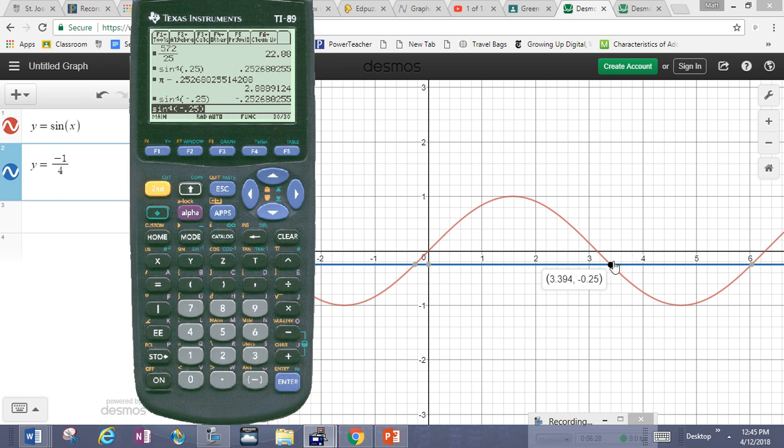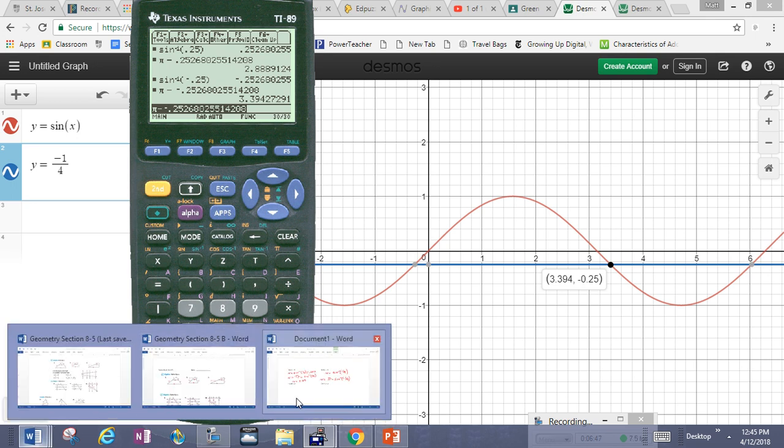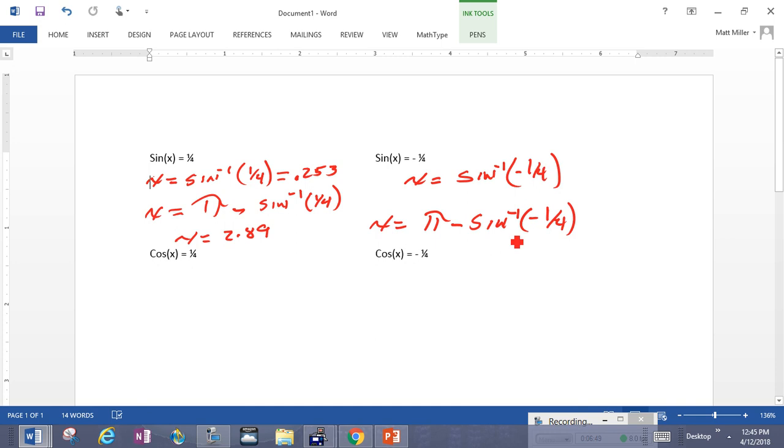I'm going to say pi minus that negative value, so it's pi minus that previous value. And sure enough, 3.394, just what we called it. So lo and behold, it is exactly the same procedure.